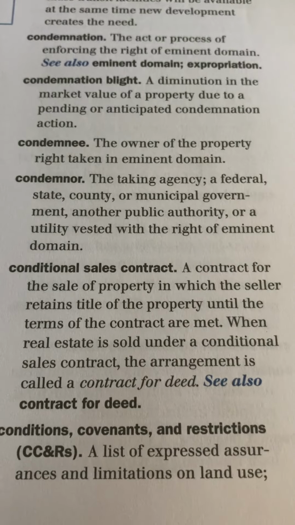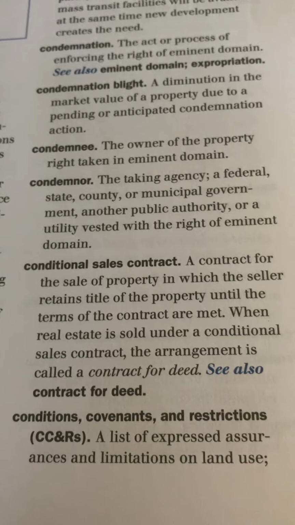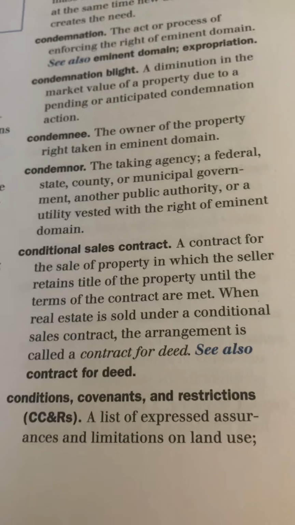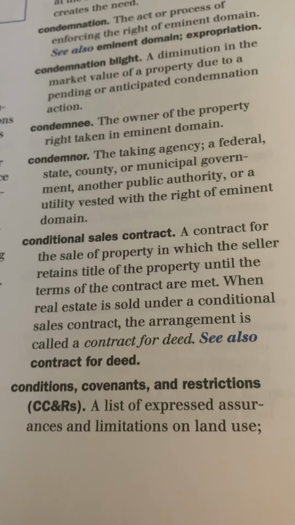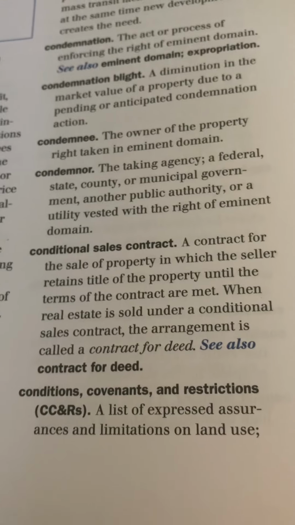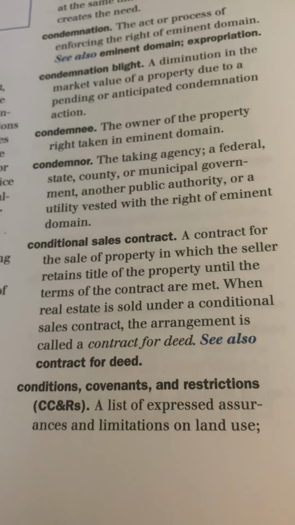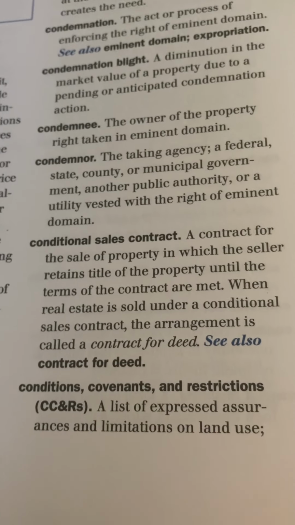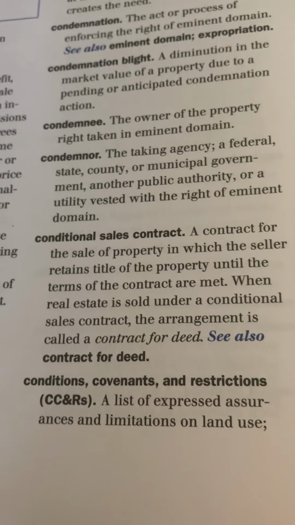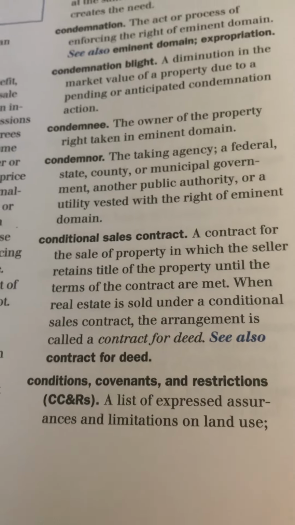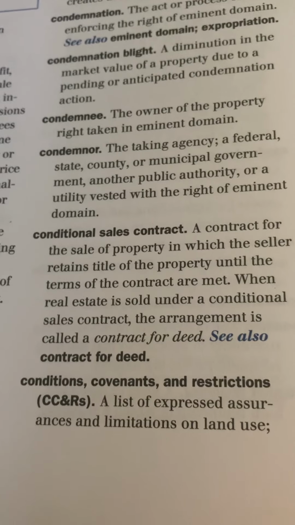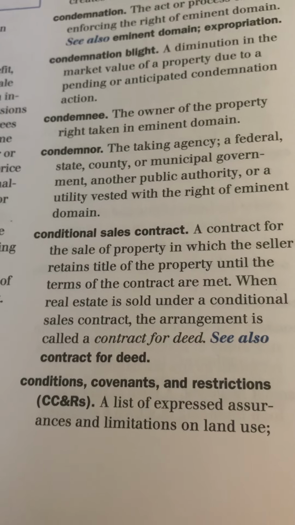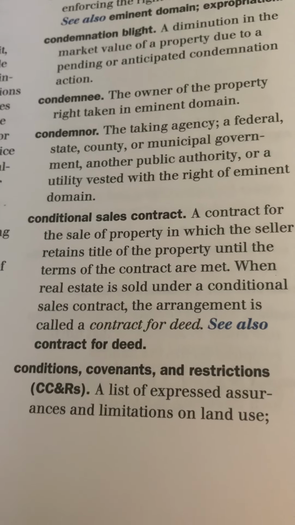Conditional sales contract. A contract for the sale of property in which the seller retains title of the property until the terms of the contract are met. When real estate is sold under a conditional sales contract, the arrangement is called a contract for deed. See also contract for deed. Conditions, covenants, and restrictions, CC&Rs. A list of expressed assurances and limitations on land use.